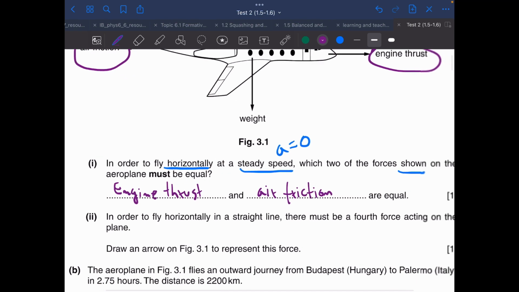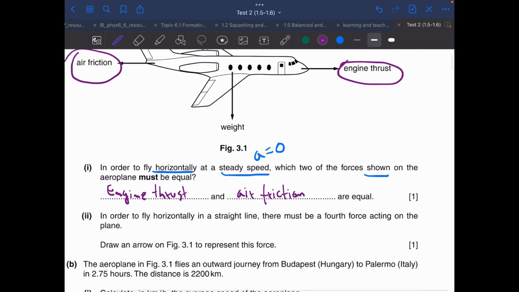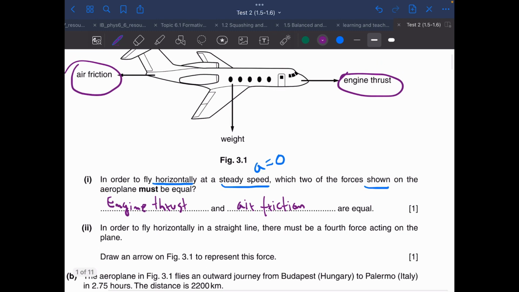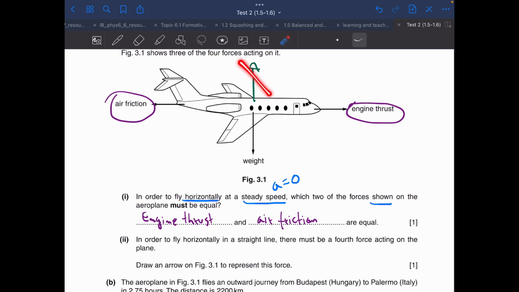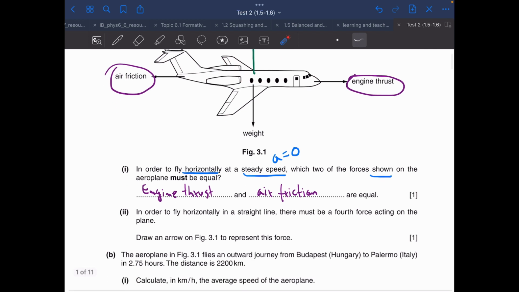Then the second one: in order to fly horizontally in a straight line, there must be a 4th force acting on the plane. Draw an arrow to represent this force. Well, if it is flying horizontally, there must be an upwards force here that will balance the weight so that it will not move vertically. Okay, so the arrow would be this arrow over here.